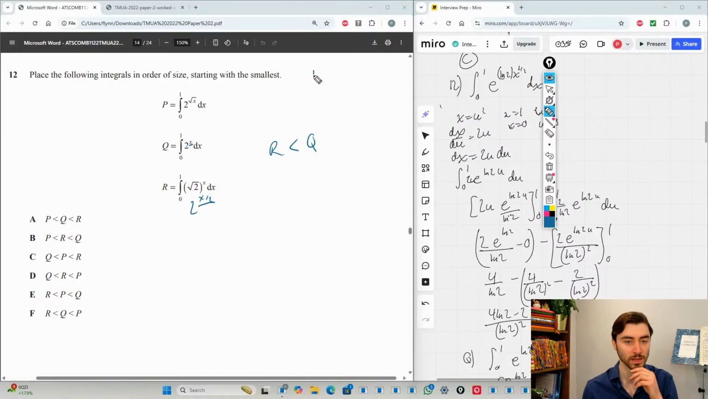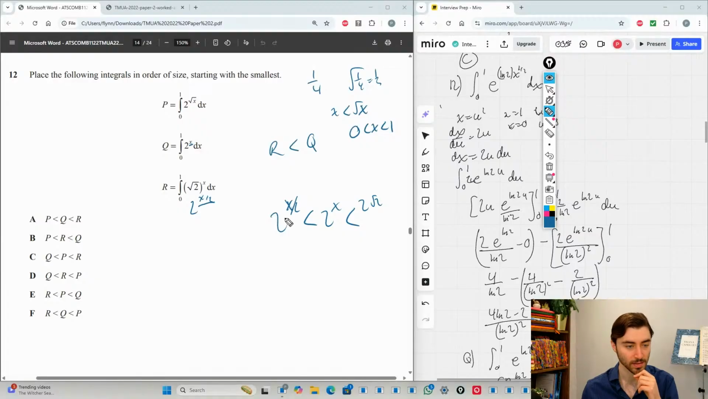So let's compare, for instance, a quarter and the root of a quarter, which is a half. Then in this interval, x is always less than root x in the interval that we're considering. So in terms of the powers, it would be 2 to the x over 2 would be less than 2 to the x, would be less than 2 to the root x.